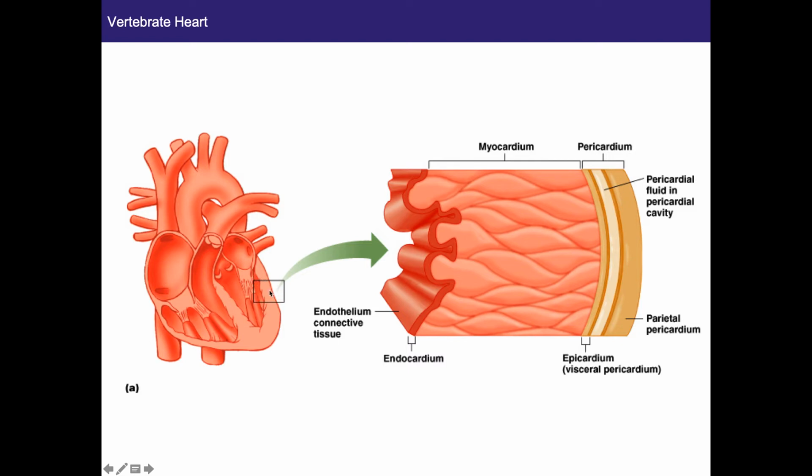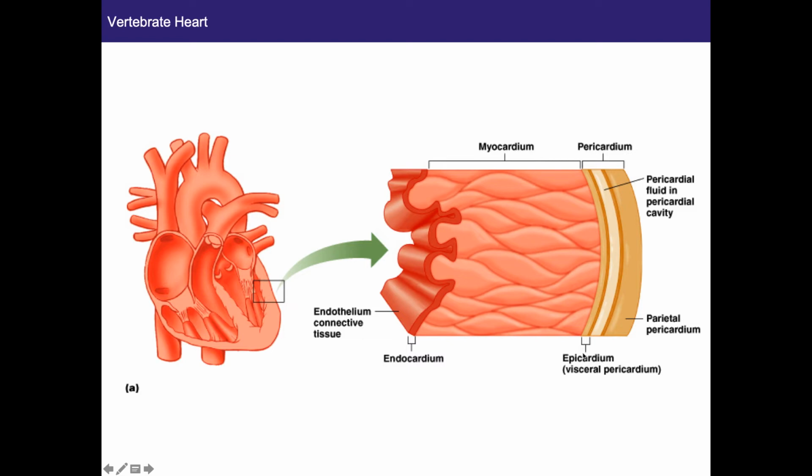You may or may not know this, but the heart is surrounded by a sac called the pericardium. The pericardium is divided into two different membranes. The outer membrane is called the parietal pericardium. It faces the outside of the heart. The inner portion of the pericardium is called the visceral pericardium. Anytime you see visceral, it is the layer closest to the organ. Visceral pericardium.